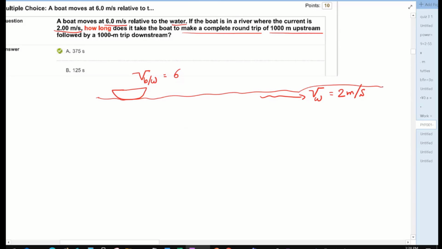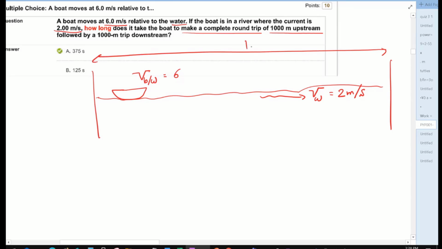So let's say the whole distance here is 1,000 meters. So we need the boat to go forth and then return back. So we need to calculate the time. What do you think, guys? When the boat moves in this direction, in the same direction of the stream, what's the real speed of the boat? 8.